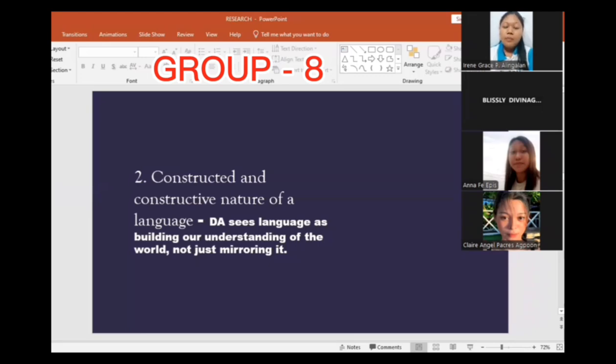So what is the implication of this for discourse analysis? Discourse analysis treats language as a dynamic process of meaning making, focusing on how language is used to create or negotiate social realities. It doesn't seek a single objective truth, but explores multiple perspectives or interpretations embedded in language use.